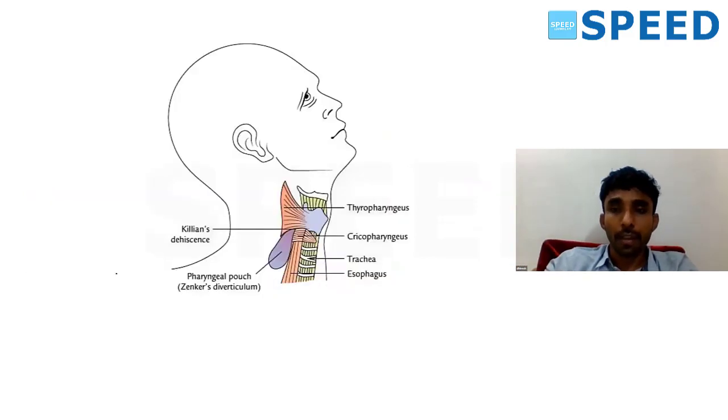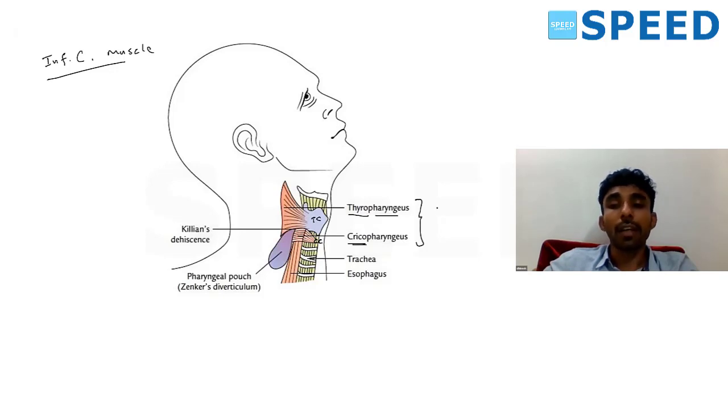And finally, I have told you there are 3 constrictor muscles of the pharynx, isn't it? From above downwards: superior constrictor, middle constrictor, inferior constrictor. Remember, the inferior constrictor muscle contains 2 parts according to the site of origin. From the thyroid cartilage, we have the origin of the thyropharyngeus. From the cricoid cartilage, we have the origin of the cricopharyngeus.